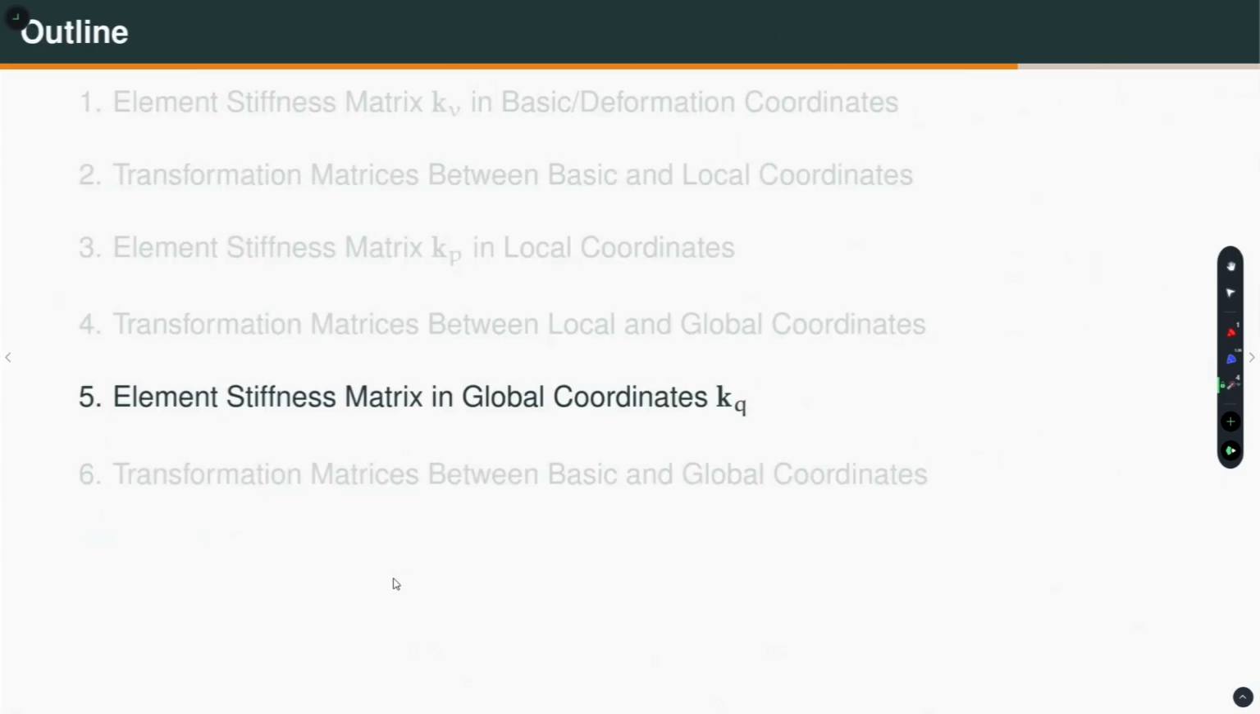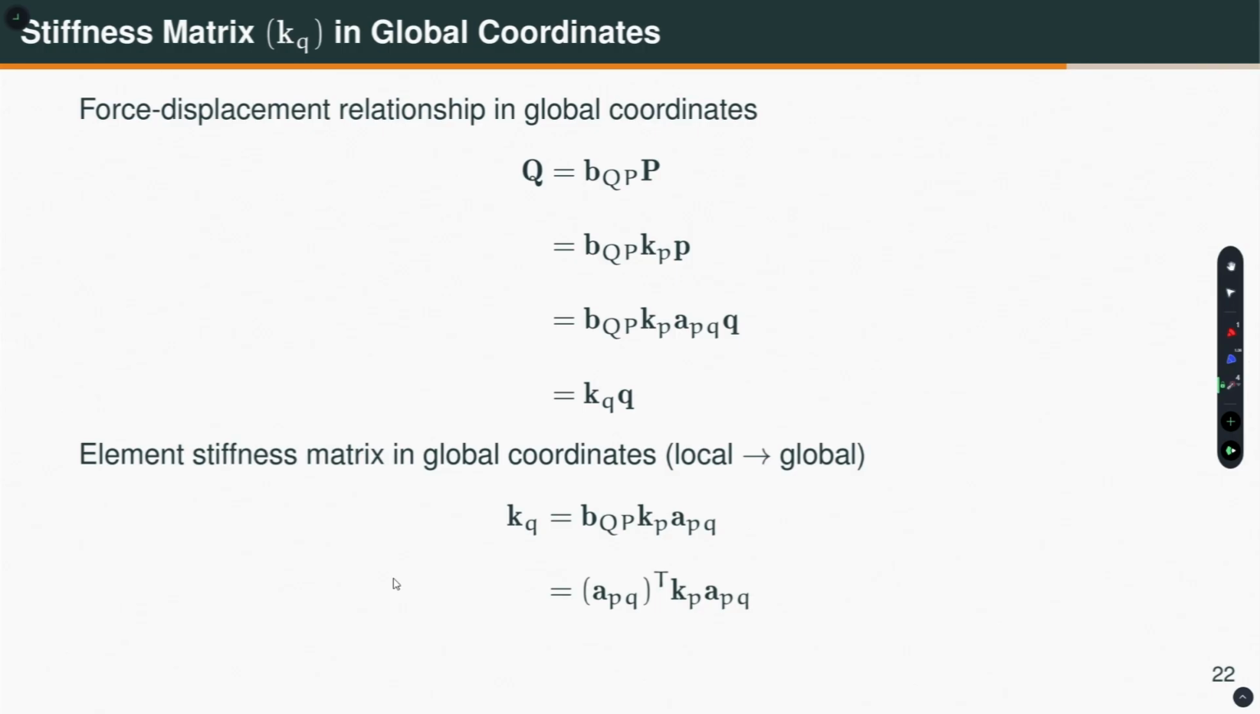Now, having determined the transformation matrices, we can formulate the stiffness matrix in global coordinates. I will start with the relation that capital Q, the forces in global coordinates, is equal to a transformation matrix multiplied by the forces in local coordinates. Then these forces in local coordinates I will relate to the displacements in local coordinates, so Kp into P, which remains as it is. Then the displacements in local coordinates will be related to the displacements in global coordinates through APQ into Q. The remaining two remain as they are.